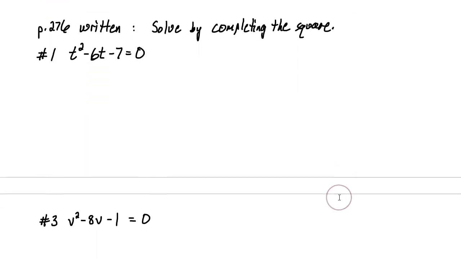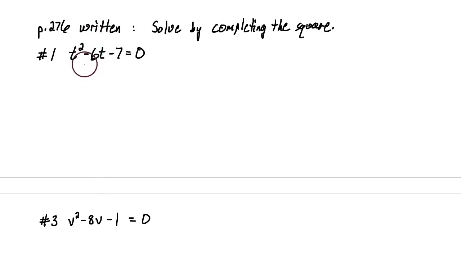On page 276 written, we're given some quadratic equations and we're asked to solve them. So solve for x or t or whatever the variable is. But we're told what method to use. In number 1, we have to use completing the square. That means we need to rewrite this trinomial as the square of a binomial.